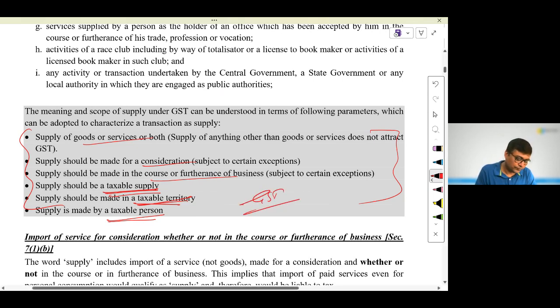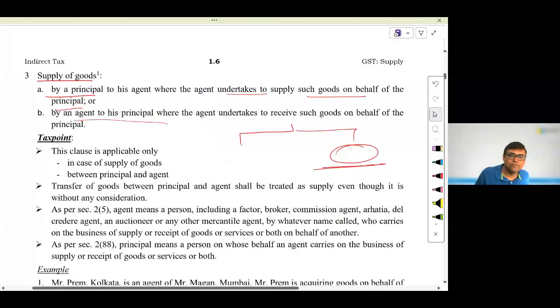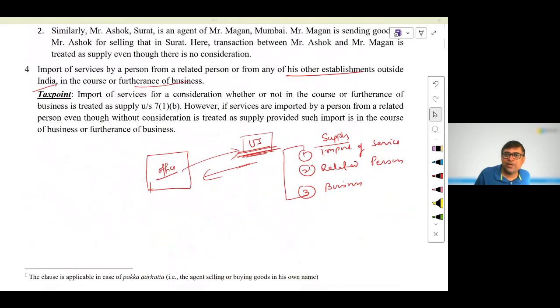Clear? Clear? Any doubt? Any question? Anyone have any question?